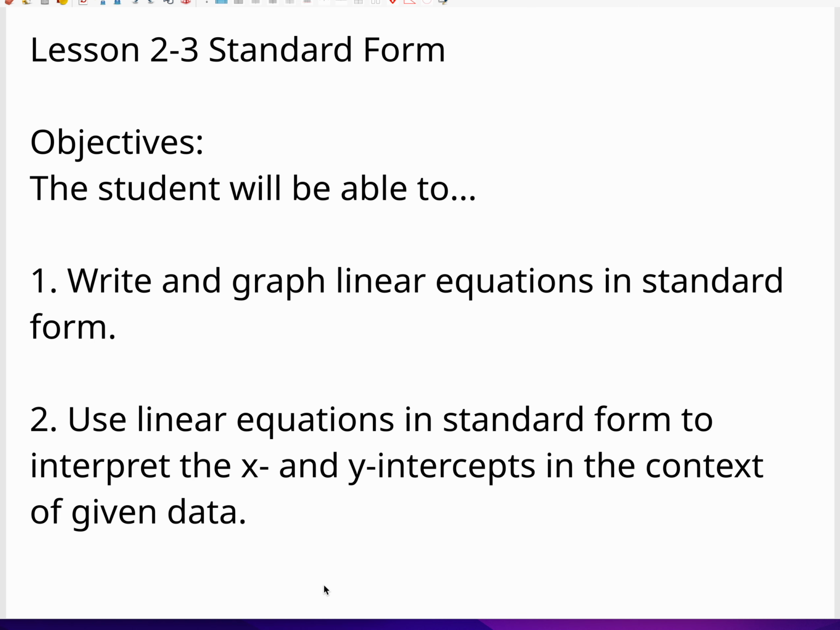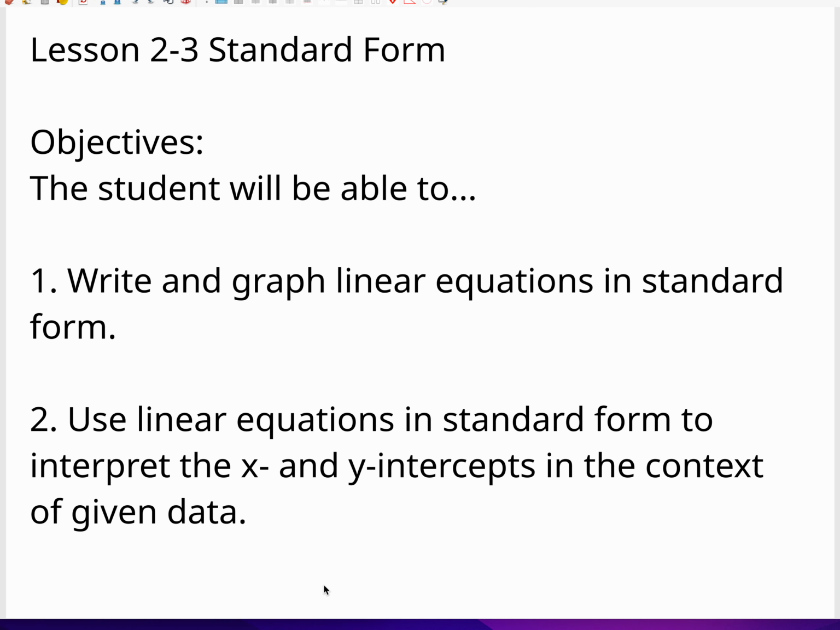of given data. We've talked a lot about y-intercepts because that's part of our slope-intercept equation, but we also can make use of the x-intercept. And so it's just like it sounds. You think about what the y-intercept is. It's where the line crosses the y-axis. So what's the x-intercept? Where the line crosses the x-axis.